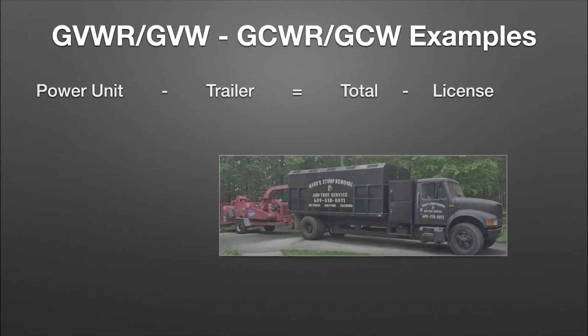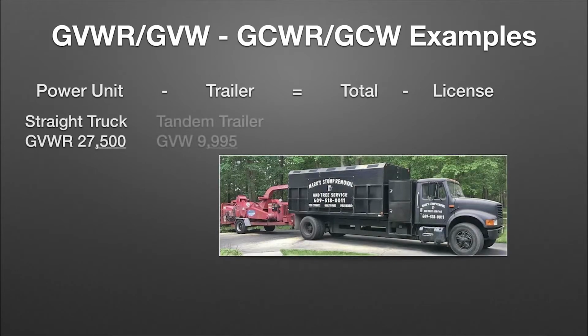Let's look at this next example that we have right here. Now, with this particular one, we've got a heavier straight truck, 27,500 pounds. He is pulling a trailer, 9,995 pounds. Our total gross vehicle weight rating on this one, not counting the combo, because we're not greater than 10 on this one, but just the power unit alone is 27,500 pounds.